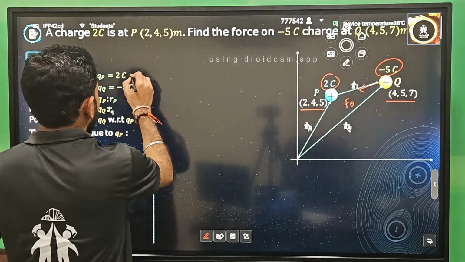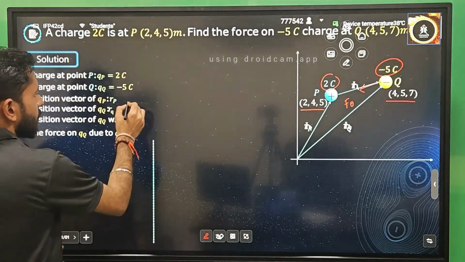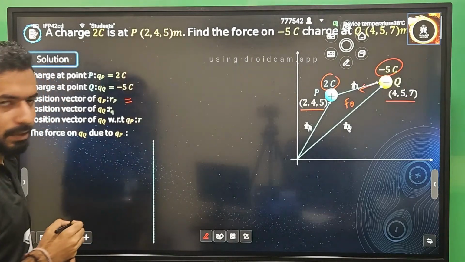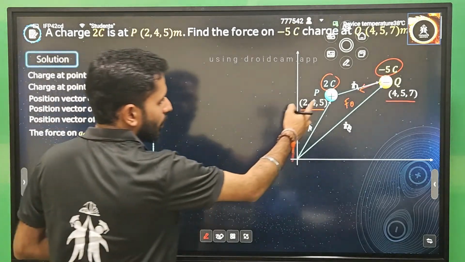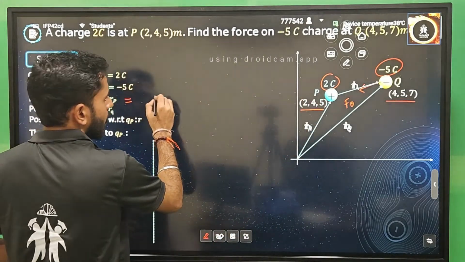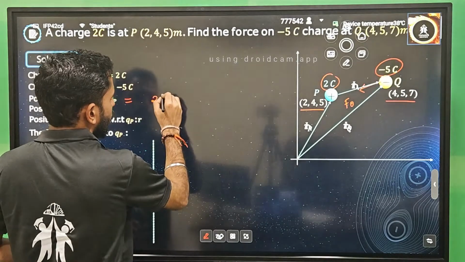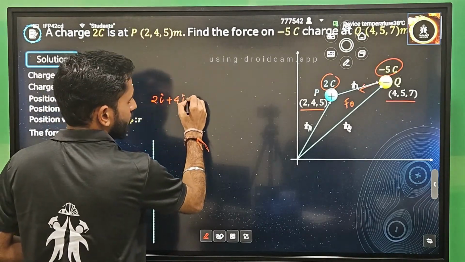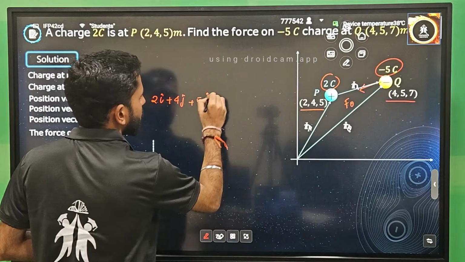Firstly, take what is the charge mentioned here. Tell me, what is the position vector of P? What are the coordinates? 2, 4, 5. How will I write the coordinates? Position vector 2i plus 4j plus 5k.